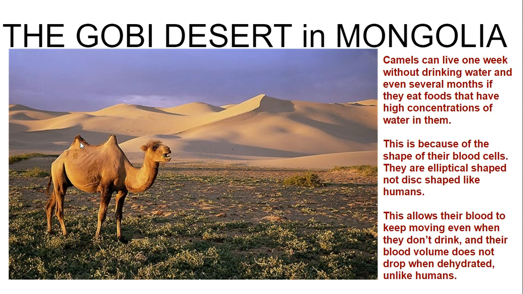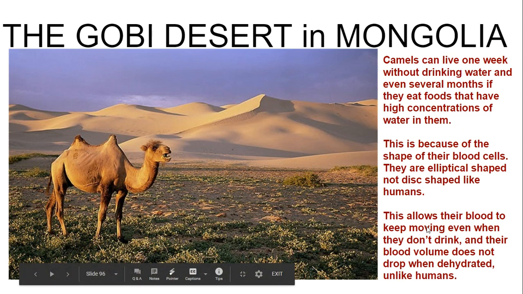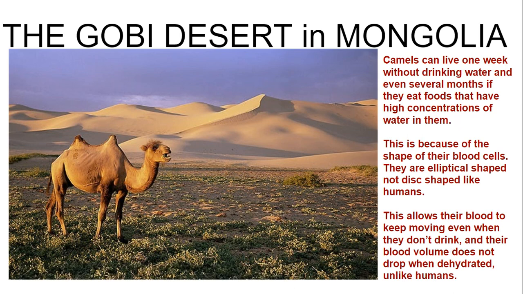They don't store water in their humps. That's a fallacy. They store fat in their humps, and you'll see some camels' humps get smaller as their body uses it up, and then they have to replenish those stores over time. So this is because of the shape of their blood cells. Their cells aren't round like ours. They're elliptical, elongated. When you get dehydrated, your blood thickens up, and when you drink enough water, it can flow very easily. Camels can go a long time without water because of the shape of their blood cells, and their blood can still flow through their blood vessels.